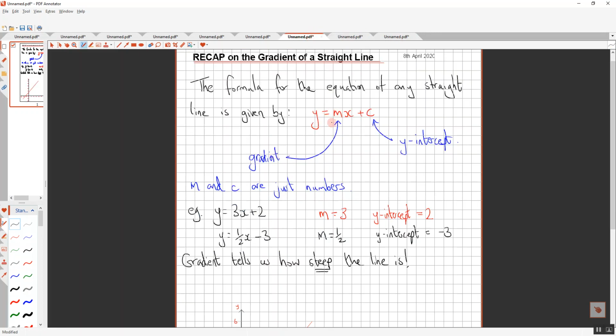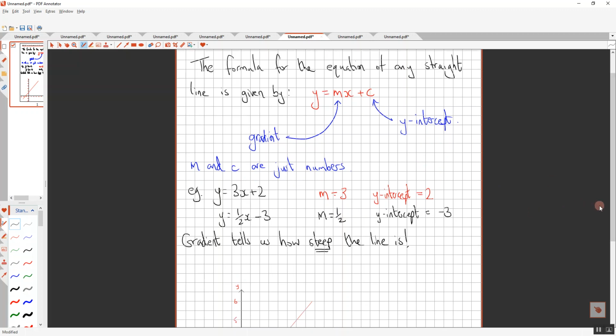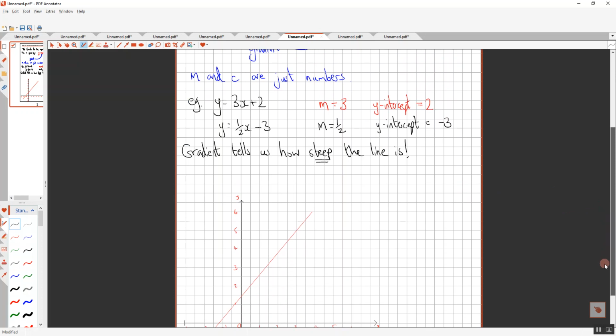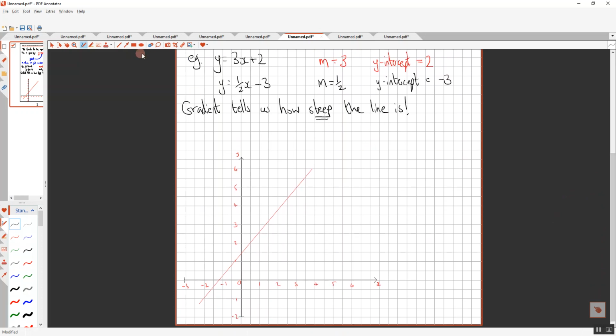Gradient, we use the letter m to describe it, and the other letter is called the y-intercept, okay? And remember, those are just numbers. So the gradient tells us how steep the line is. And we work out the gradient. Now there's two ways. The first way is if you're given a straight line on a graph, your gradient is equal to vertical divided by horizontal.